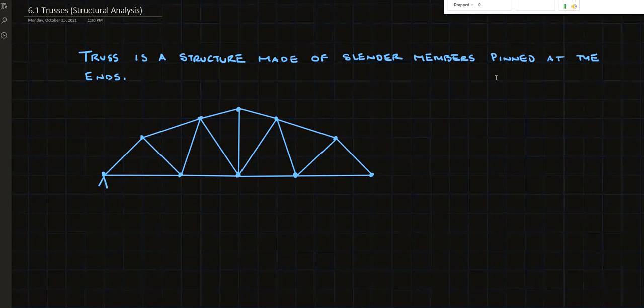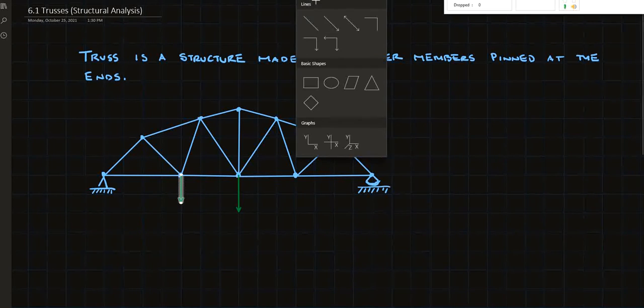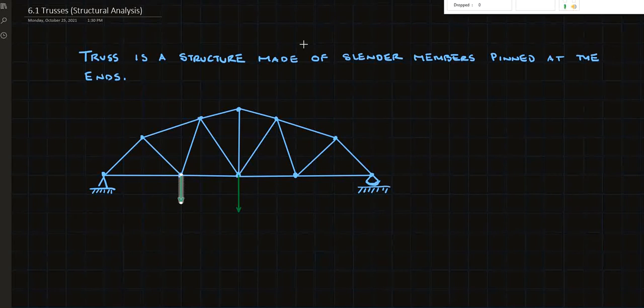This structure then can be simply supported like a beam. Let's say this is a rocker here. And then if you're going to load the truss up, we could have loads at the locations of the pins in any way we want to have it.